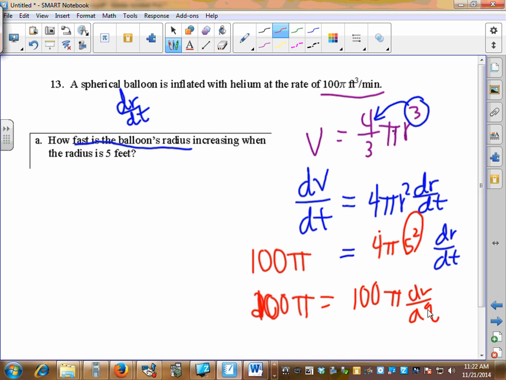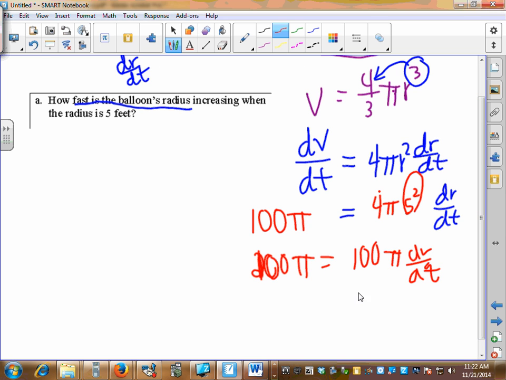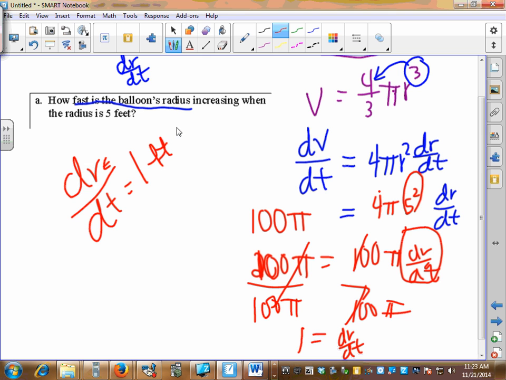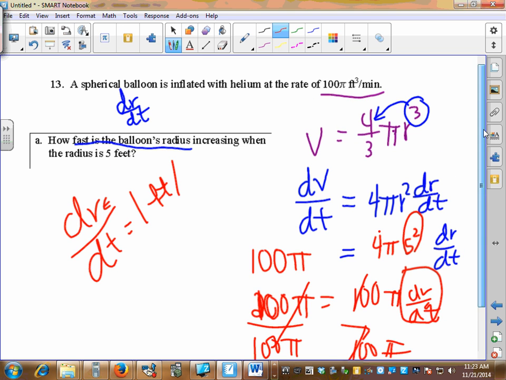What's our next step after that, Nick? We're looking for dr/dt, so you would divide both sides by 100 pi. All right, and that gives us 1 equals dr/dt, so the radius would be increasing 1. What's our unit for radius? Feet per minute. Okay, and that's that one.